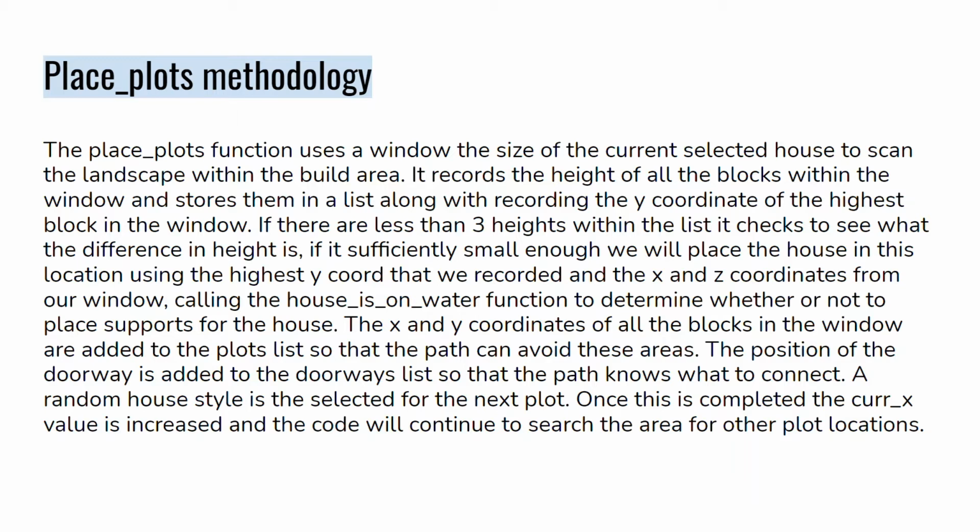Calling the house is on water function, we determine whether or not to place supports for the house. The X and Y coordinates of all the blocks in the window are added to the plots list so that the path can avoid these areas. The position of the doorway is added to the doorway list so that the path knows what to connect. A random house style is then selected for the next plot. Once this is completed, the current X value is increased. The code will continue to loop through the area, searching for more plot locations.